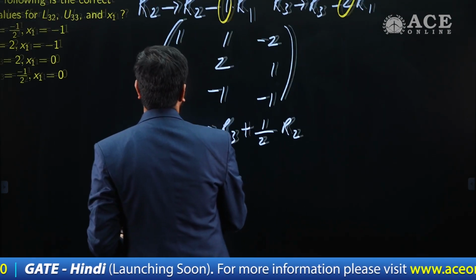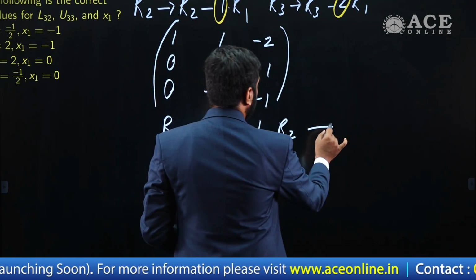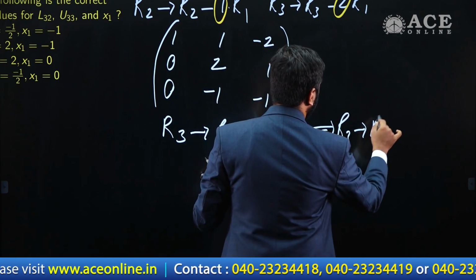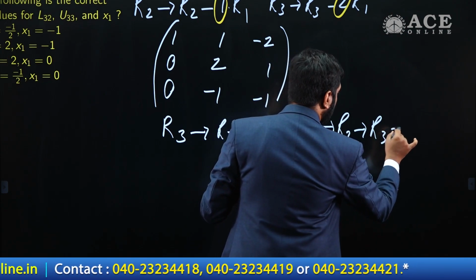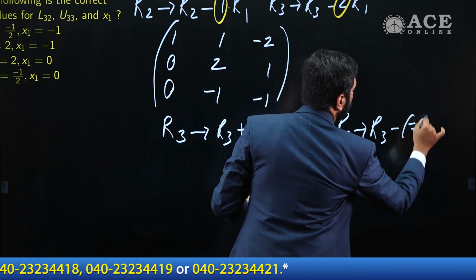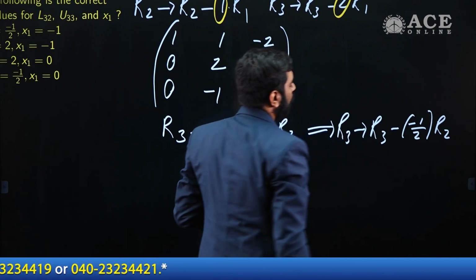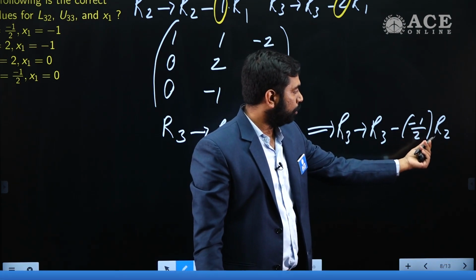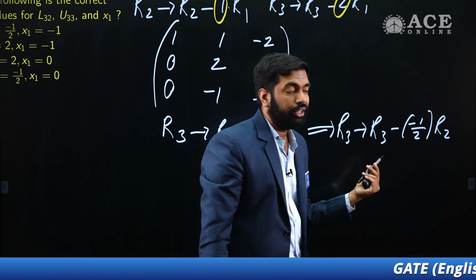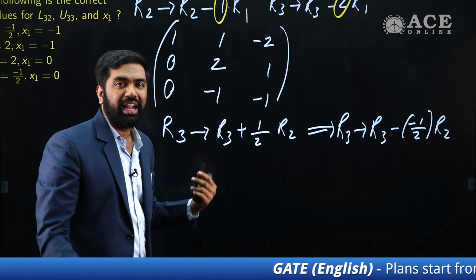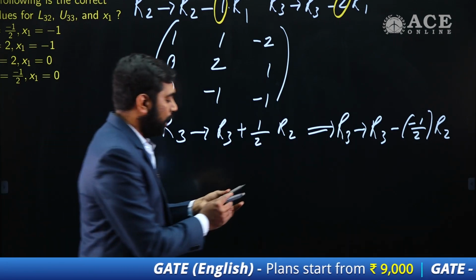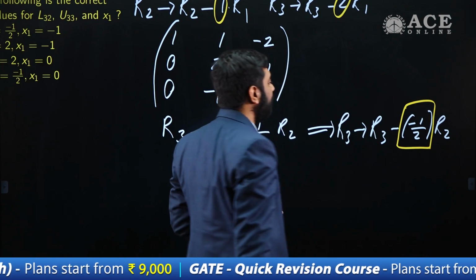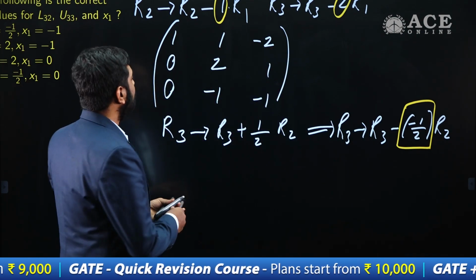But the interesting step here is, I'll rewrite the same equation like this: R3 replaced with R3 minus of minus 1 by 2 times R2. So what is that factor? I'm multiplying that with R2 and then subtracting from R3 to make this element 0. And that factor is minus 1 by 2. Now this plays the crucial role. This goes into the elements of L. So let's see what's happening here.